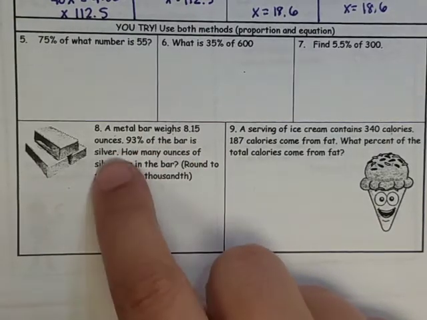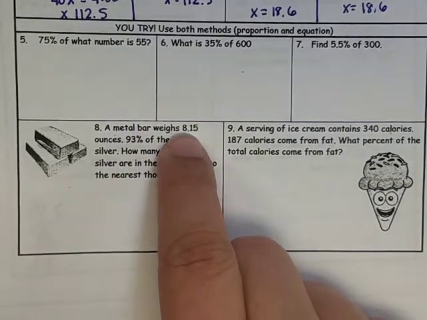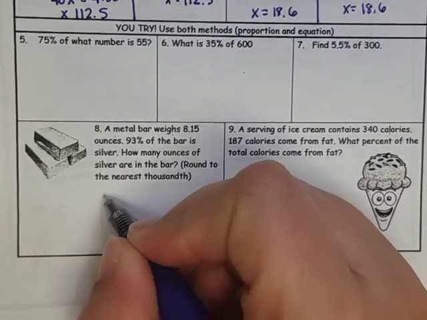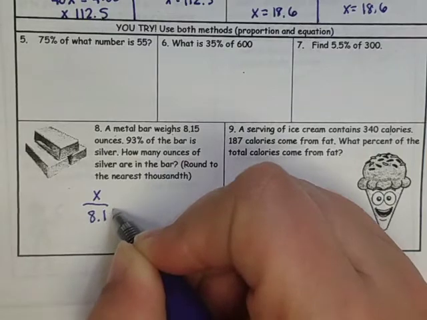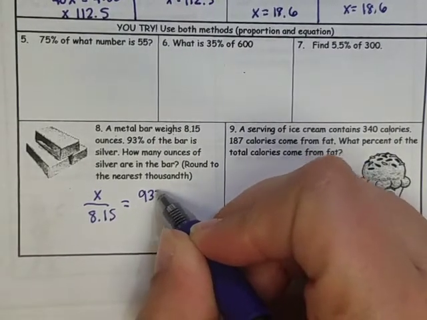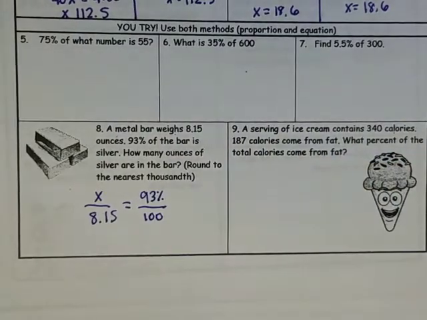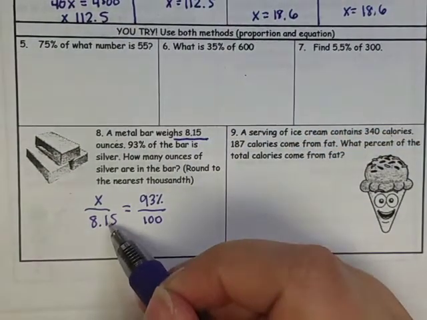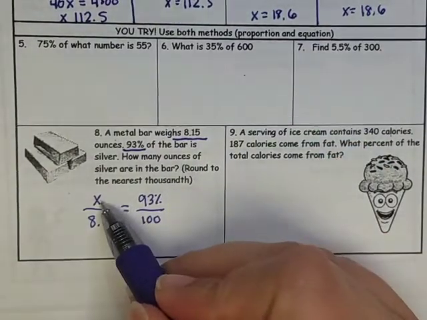93% of the bar is silver. So how many ounces of silver are in the bar? So we have the total weight. 93% of that is silver. So we have the whole, we just don't have the part. And you'll notice that I like the proportion when I'm writing, because it helps me to keep everything organized. So we know the whole bar weighs 8.15, which is why I have it as the whole. And then I have the percent 93, so now we're trying to find the part, which is the silver part.